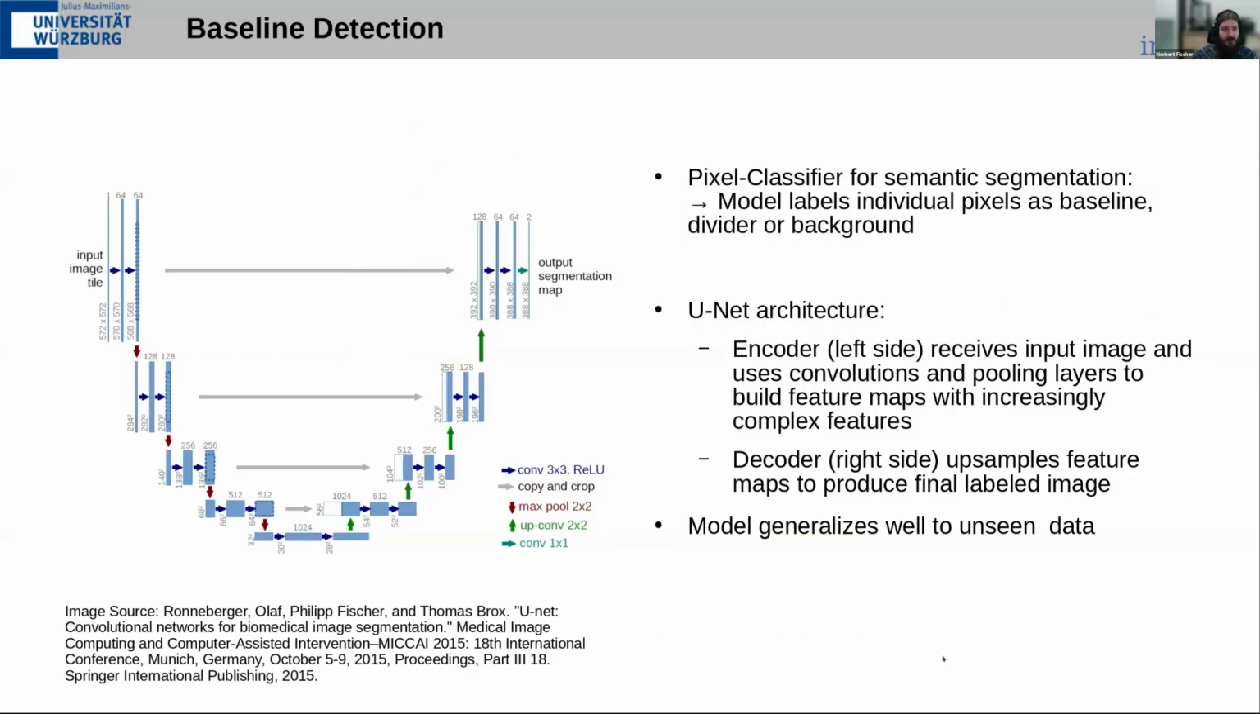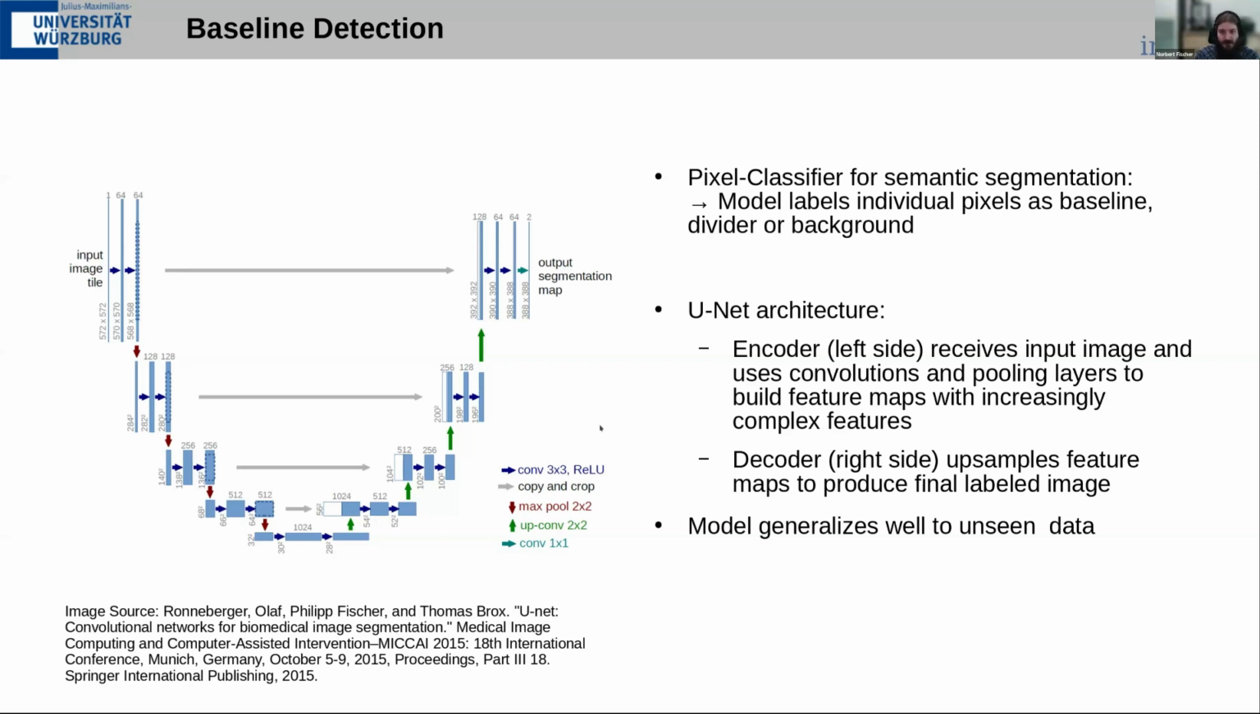Let's have a look at the architecture of our baseline detector. So first, the baseline detection is what's called a pixel classifier for semantic segmentation, which means that the model labels individual pixels in the input image. In our case, the labels can be baseline, divider, or background. The model is structured in what's called a UNet architecture, which gets its name from the shape of the model, as you can see here on the left.